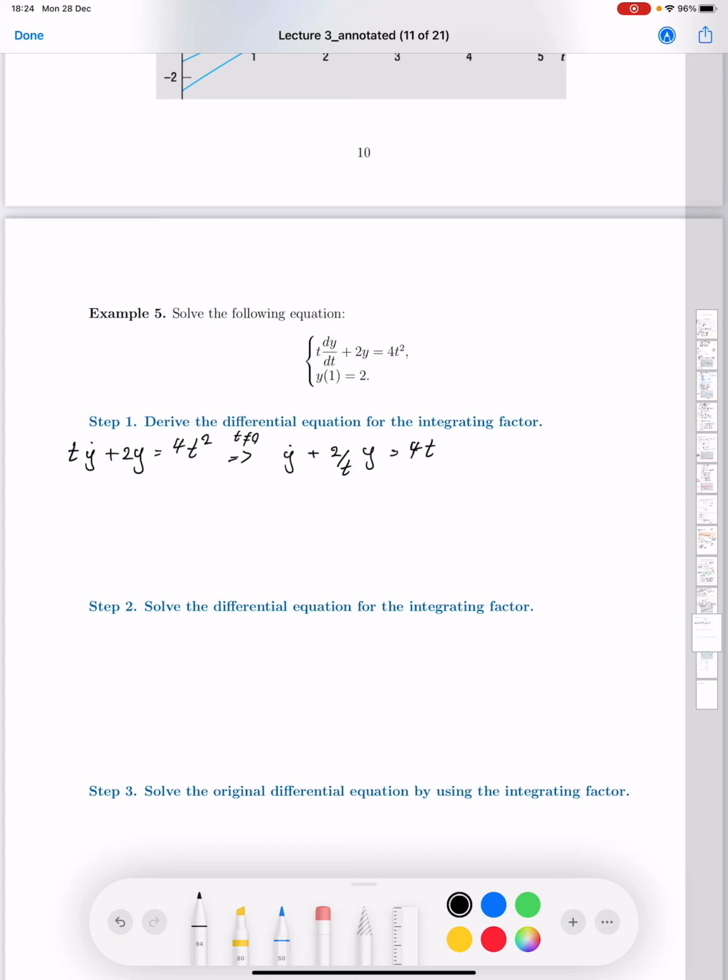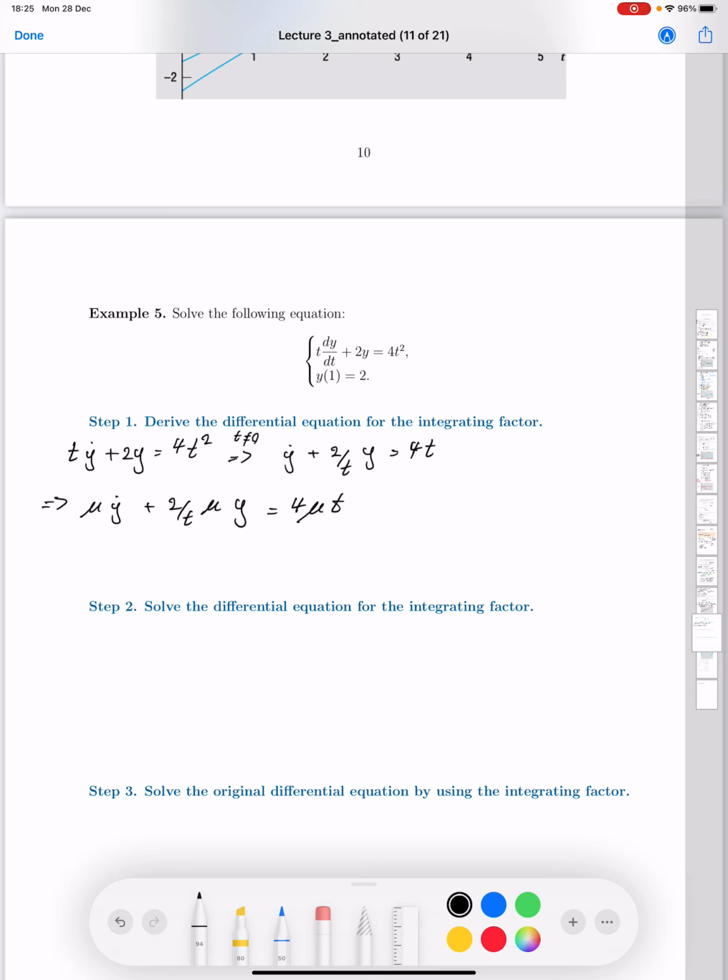Okay, good. Now the integrating factor. First, I need to derive the equation for the integrating factor. So that means I need to multiply both sides by mu. So I will get mu times y dot plus 2 divided by t times mu times y equals 4 mu t. Good.